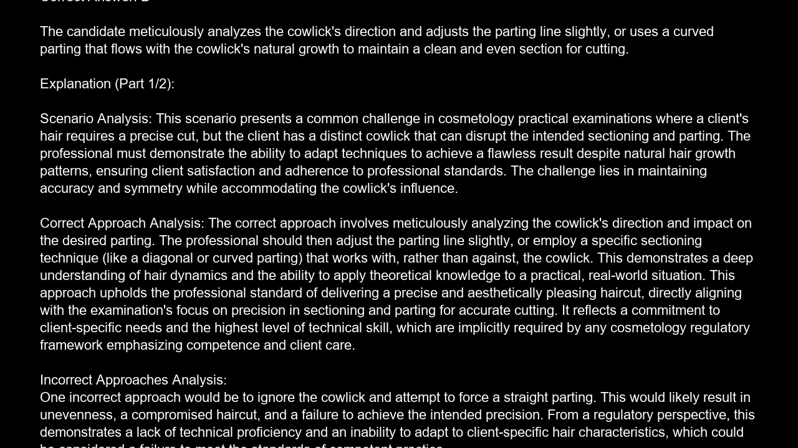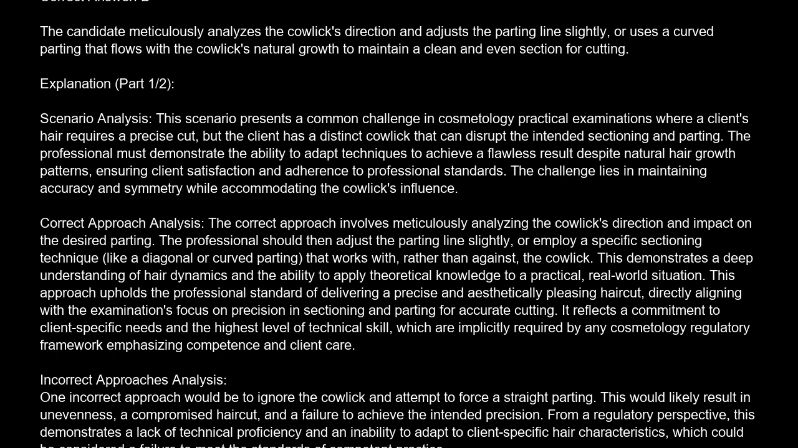Explanation. Scenario analysis. This scenario presents a common challenge in cosmetology practical examinations where a client's hair requires a precise cut, but the client has a distinct cowlick that can disrupt the intended sectioning and parting. The professional must demonstrate the ability to adapt techniques to achieve a flawless result despite natural hair growth patterns, ensuring client satisfaction and adherence to professional standards. The challenge lies in maintaining accuracy and symmetry while accommodating the cowlick's influence.